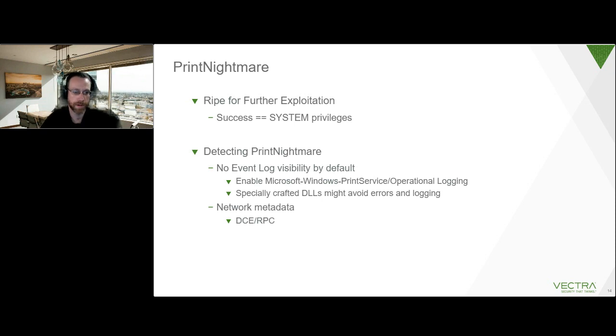So detecting PrintNightmare. There is no event log visibility by default. We can enable Microsoft Windows print service operational logging, though specially crafted DLLs might avoid errors and logging. So how do we find it? Network metadata, DCE RPC.